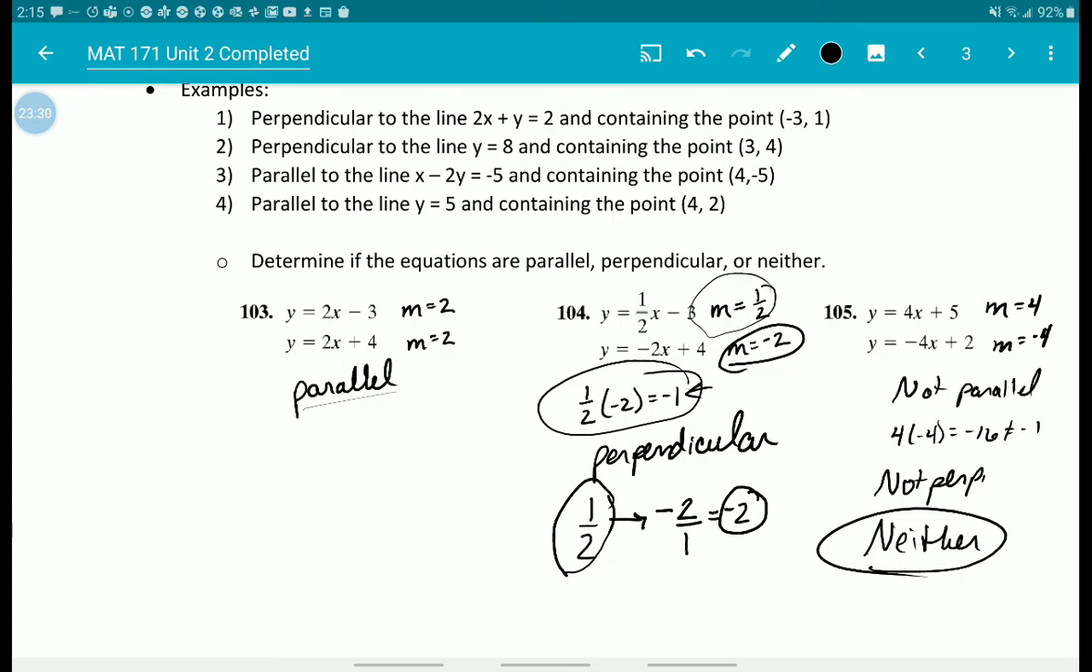Now, let's look at a few more examples where we're finding the equation of a line that's parallel or perpendicular to something. Let's look at number 1. We want to be perpendicular to the line 2x plus y is equal to 2, and we want to contain the point (-3, 1).